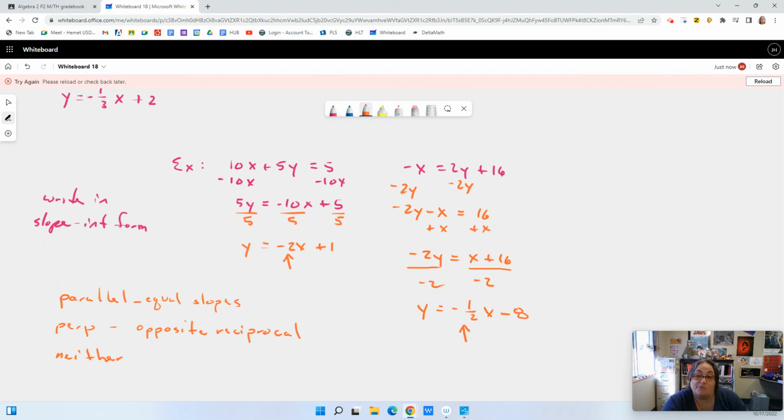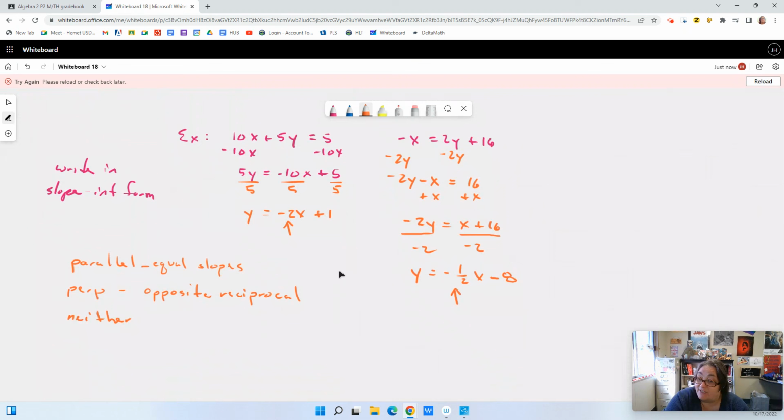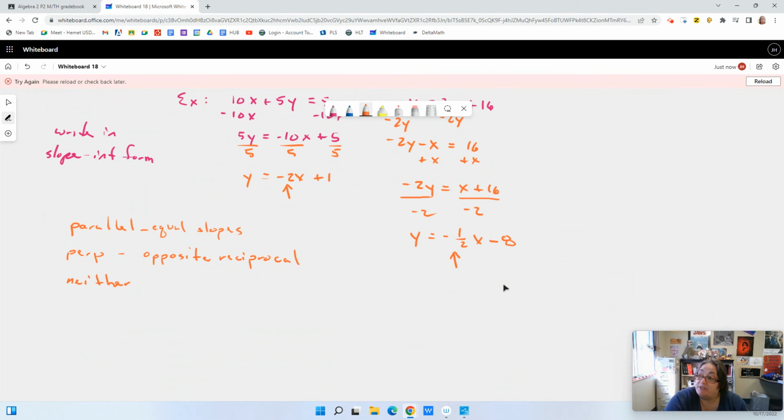There's actually only one right answer on the board, and that would go to Nathan. They are neither. Where is the confusion? I know exactly where it is. They are reciprocal slopes, right? They do flip over, but they both have negative signs, so they aren't opposite reciprocal slopes.